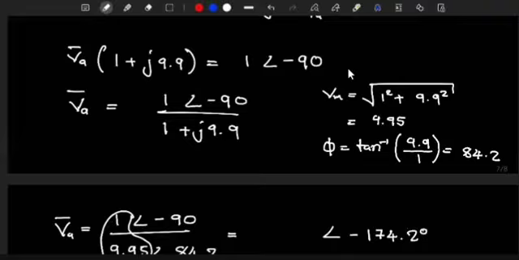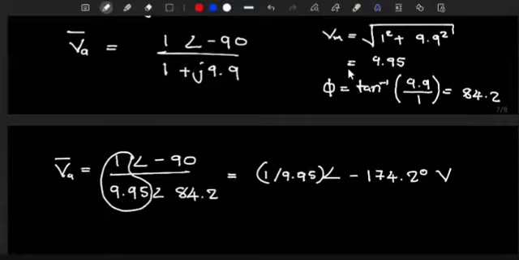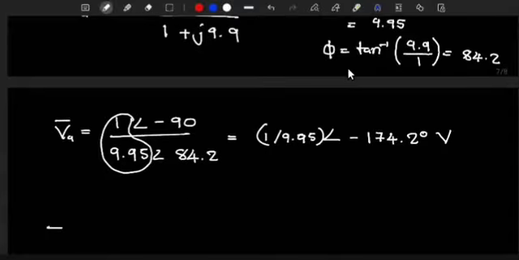Then the peak, we have 1 divided by 9.95. We get that. That seems to be very small. Perhaps we can keep it as this for now. This is in volts. I'm keeping it like this because this is not our final answer. Our final answer is Ix. We have found the node voltage VA.